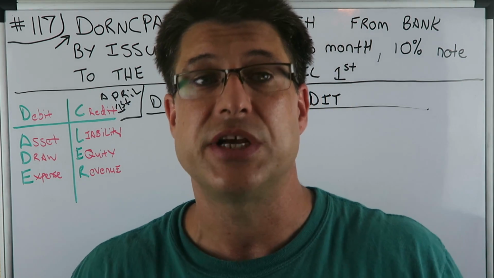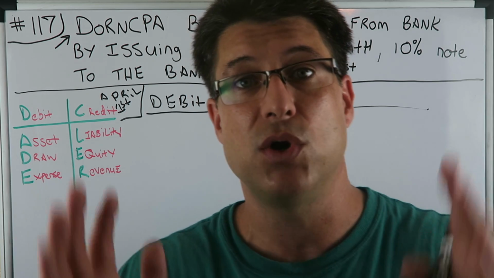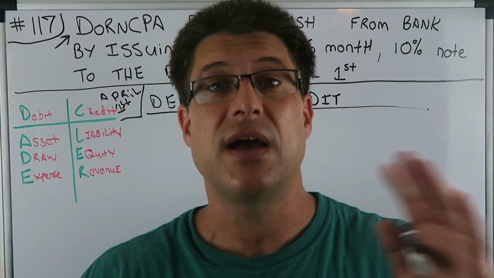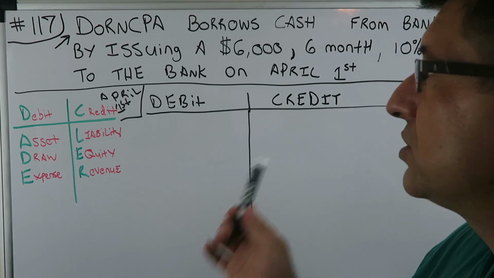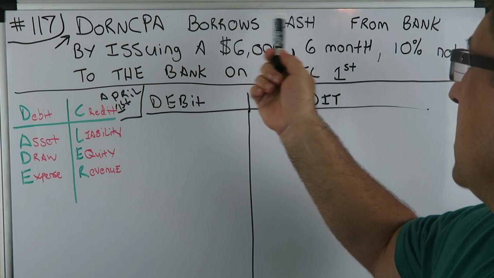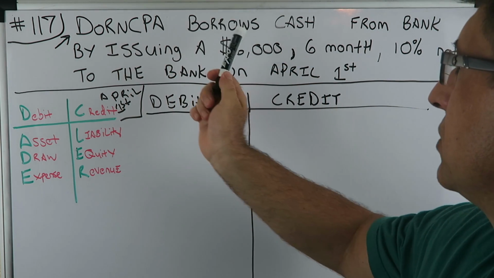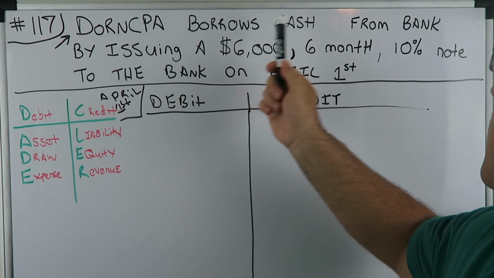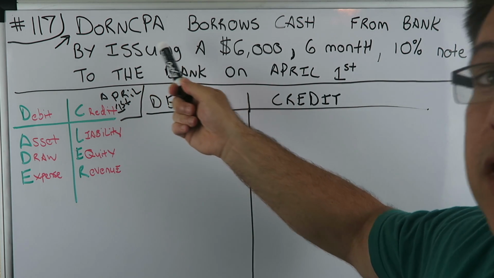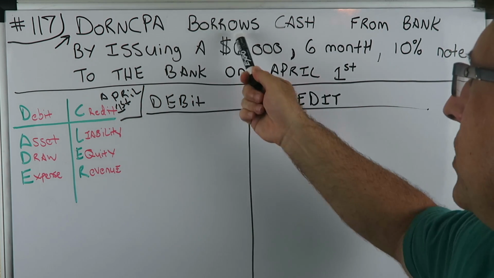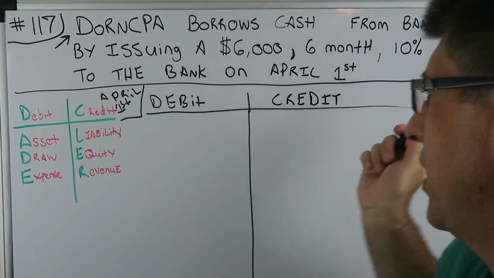Let's work the cash, and that'll help us with the journal entries, because most journal entries are going to have cash involved. What's going on here? Borrows cash. We're borrowing cash for $6,000 from the bank. We're issuing the bank a note for $6,000.